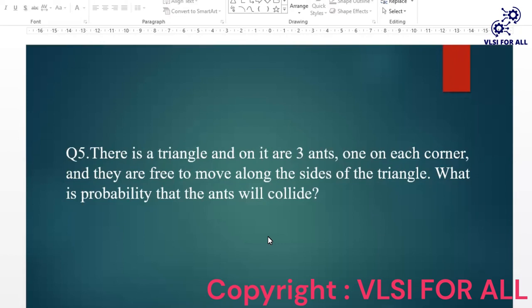I hope you guys understood this puzzle. This will be asked in many interviews, so make sure you go through puzzles like this every day.